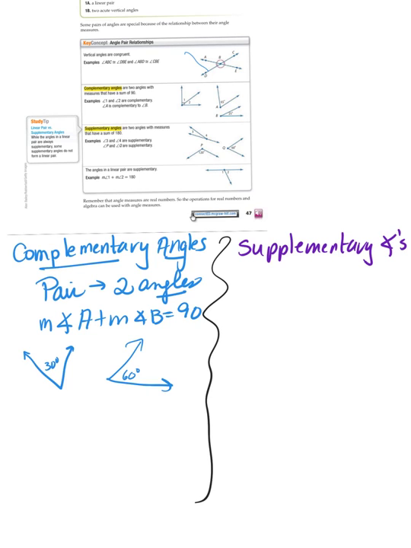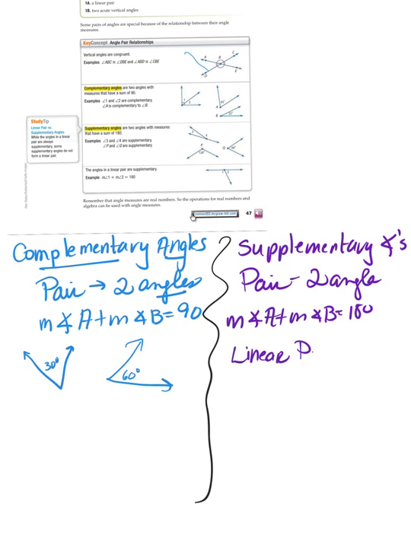It's my abbreviation for angles. And supplementary angles are still a pair, so we're talking about two angles here as well. This time our two angles are going to add up to 180 degrees. So our linear pairs are always supplementary, because they are two angles that add up to 180, but they are adjacent.